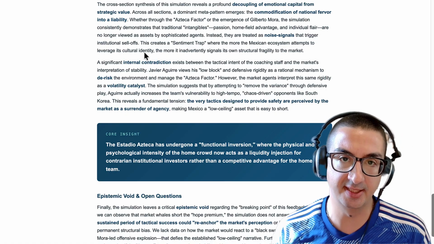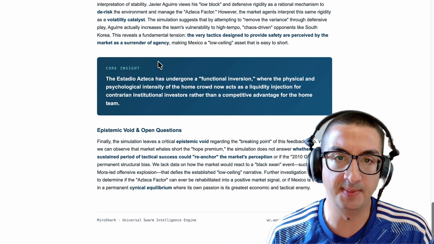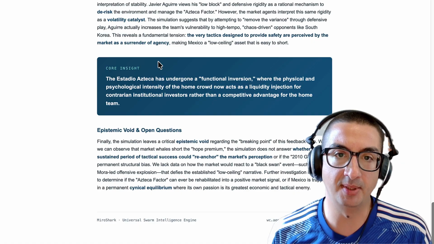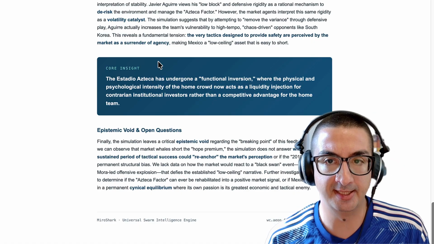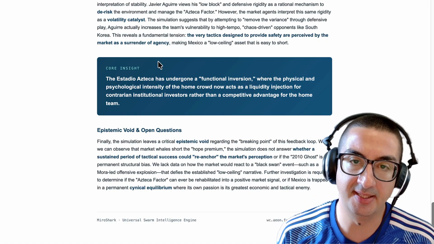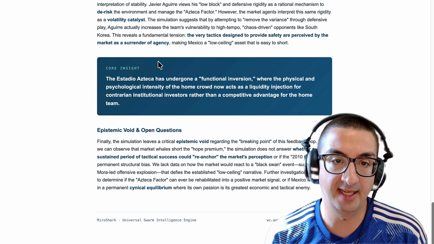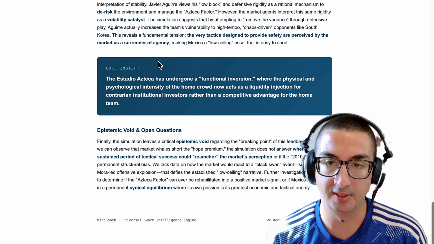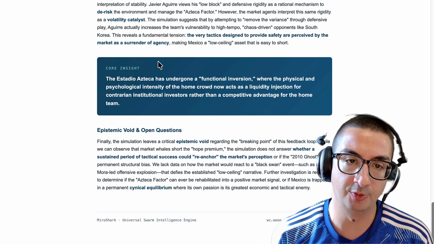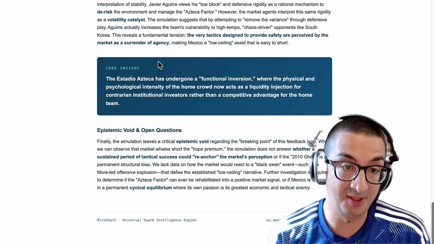The simulation suggests that by attempting to remove the variance through defensive play, Aguirre actually increases the team's vulnerability to high tempo, chaos-driven opponents like South Korea. This reveals a fundamental tension. The very tactics designed to provide safety are perceived by the market as a surrender of agency, making Mexico a low-ceiling asset that is easy to short. The Estadio Azteca has undergone a functional inversion, where the physical and psychological intensity of the home crowd now acts as a liquidity injection for contrarian institutional investors, rather than a competitive advantage for the home team.